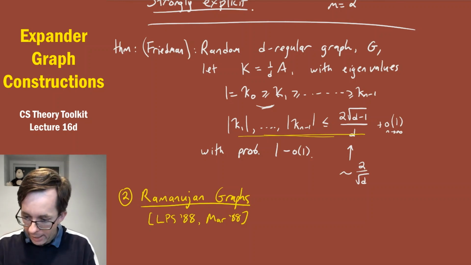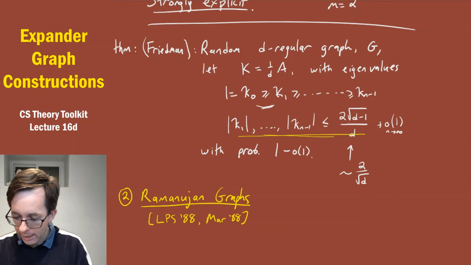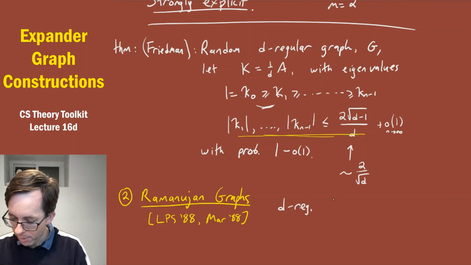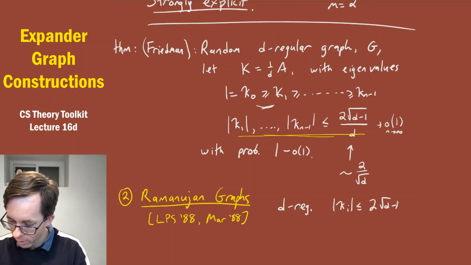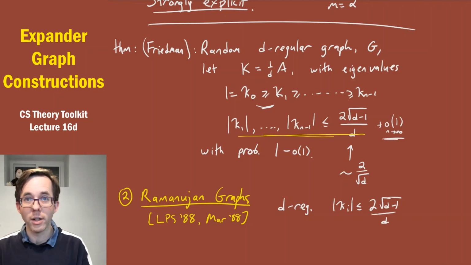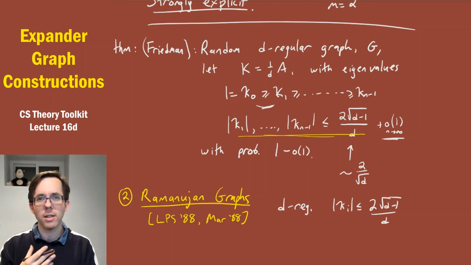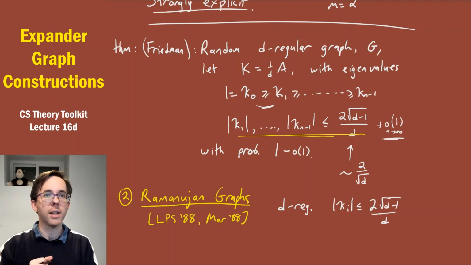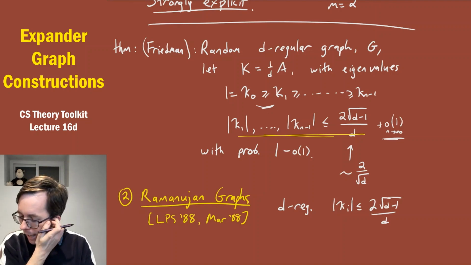And as I said, what are they? They're d-regular graphs G, and they have all of these kappa i's at most this exact magic number, 2 root d minus 1 over d, literally exactly, with no plus little o of 1. So these are actually kind of amazing because they're, in some sense, better than random graphs. Okay, by a little o of 1, but that's nice.